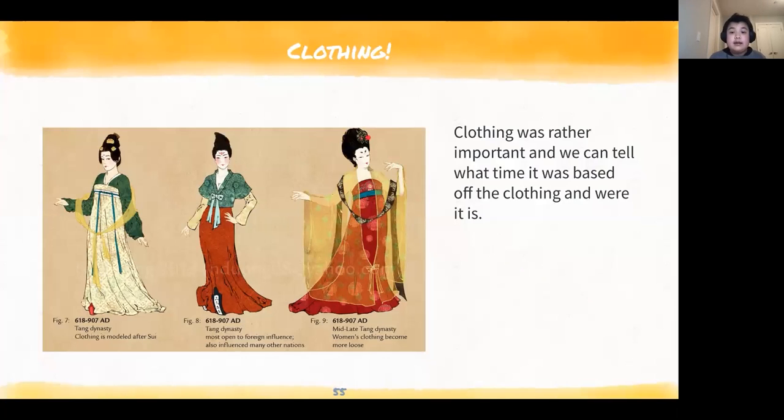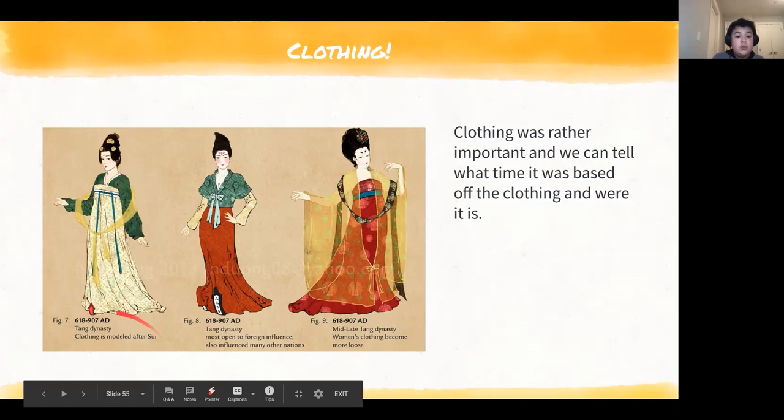Okay then. So clothing was another thing that was important. It shows what time it's from, how wealthy someone is, and where it was from. A lot of historians, people who research this stuff, were able to see the clothing and that people were rather well dressed, and the clothing was modeled after Sui.